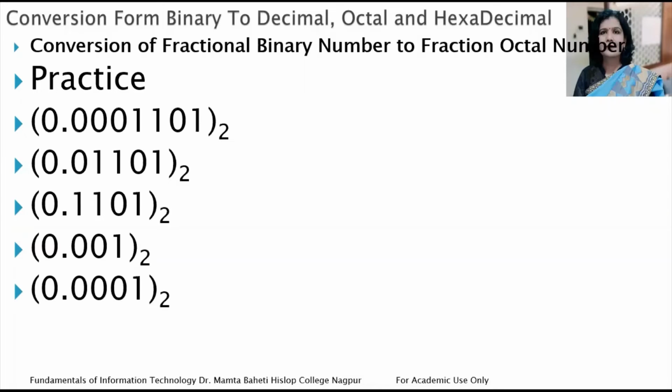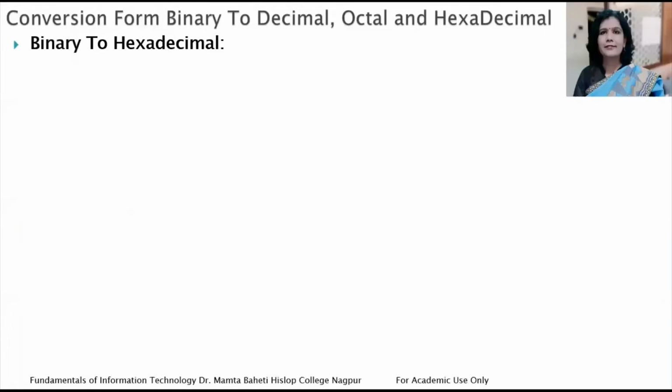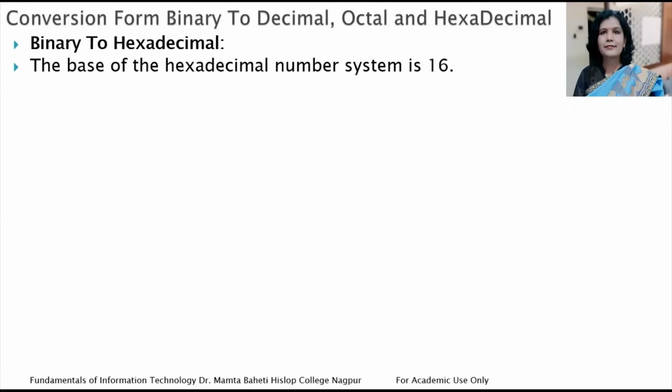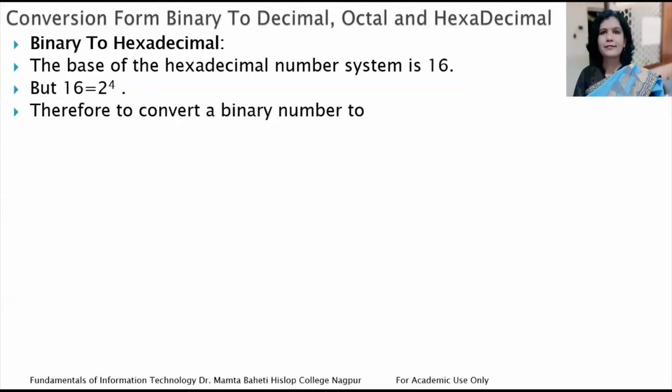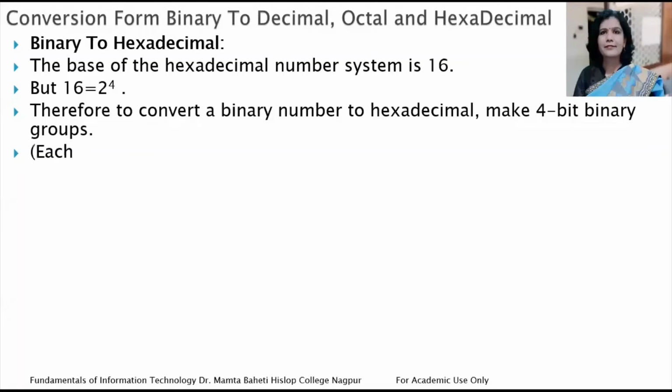यहाँ पे रूल क्या रहेगा? From left to right, from decimal point, create a group of 3. If group of 3 is not possible, just trail with zeros. Now binary number to hexadecimal. अब बाइनरी का बेस है 2 और हेक्साडेसिमल नंबर सिस्टम का बेस है 16. So we have 2 raised to the power 4. So 4 के ग्रुप में हमको कन्वर्ट करना पड़ेगा.